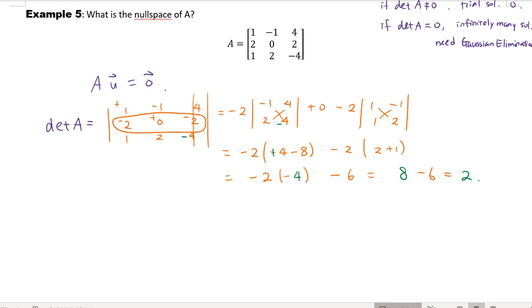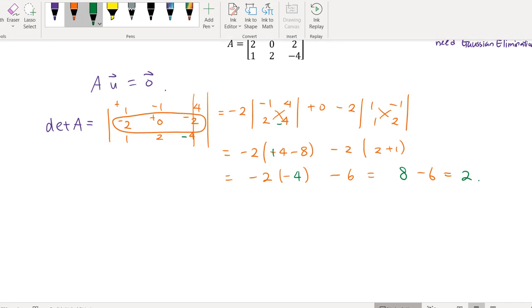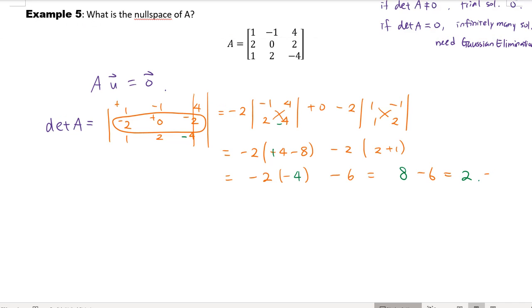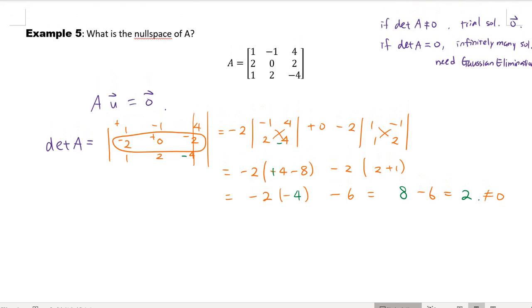Okay, so what's next? The determinant is 2. Oh, so it's not 0. Then we know the solution is trivial. So the solution, we just get that the solution is the trivial one.